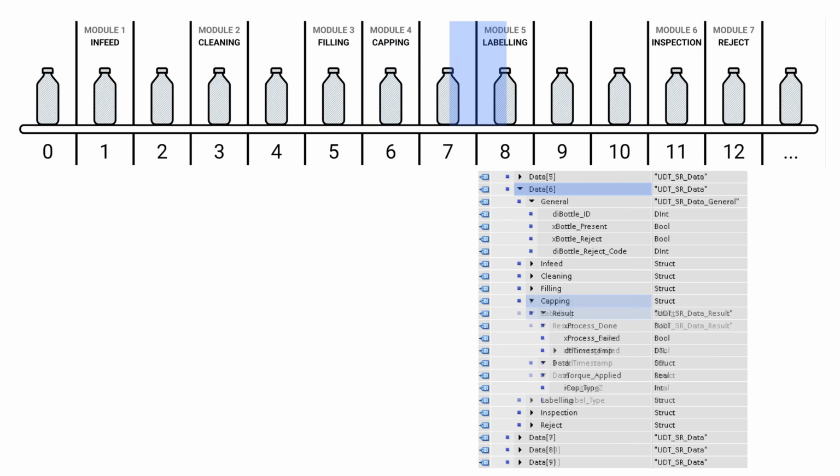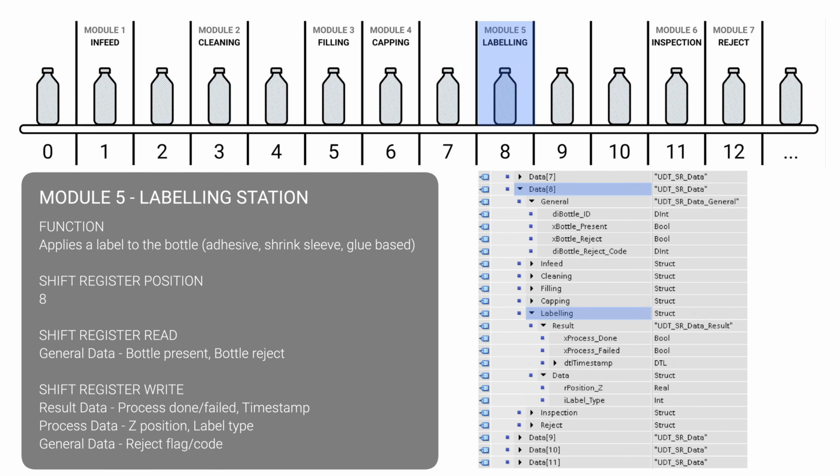Next up, Module 5, the labeling station. At position 8, labels go on. This module handles all kinds of labels, adhesive, shrink sleeve or glue based, and it makes sure that the labels are aligned correctly. Just like the previous stations, it first checks the general section of the shift register to confirm the bottle is present and has successfully passed all prior steps.